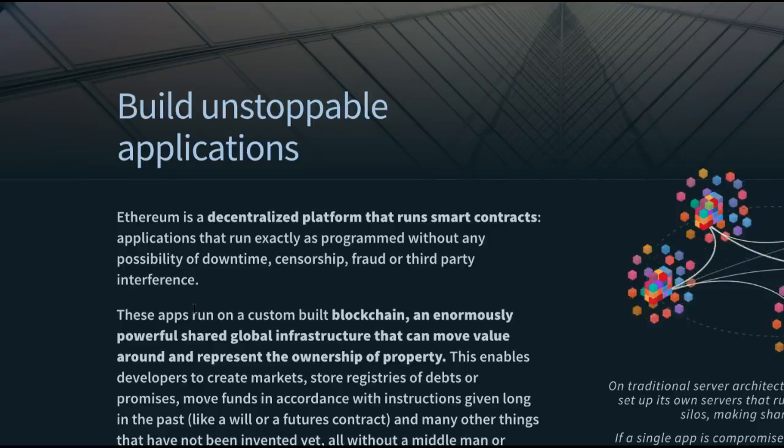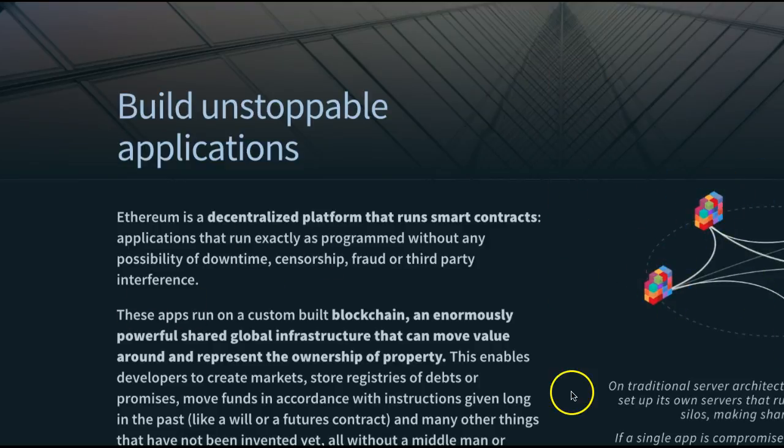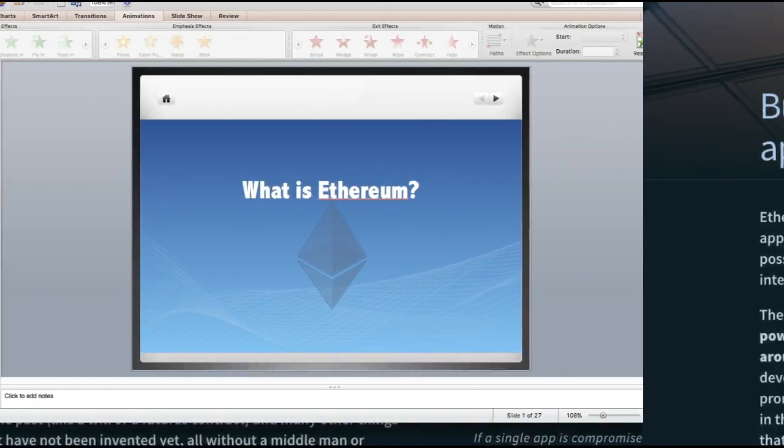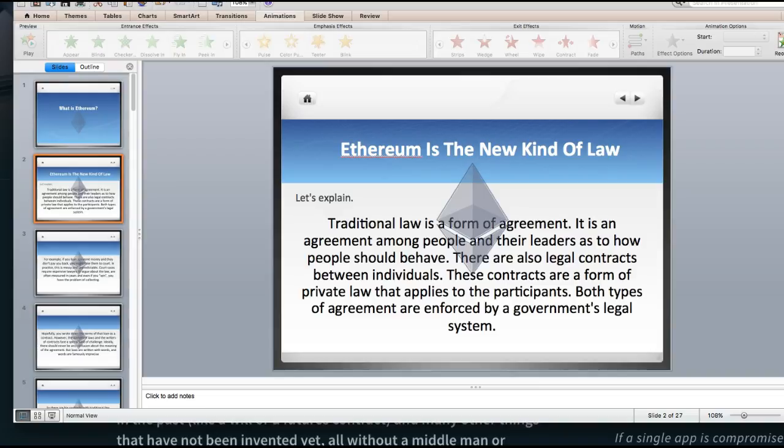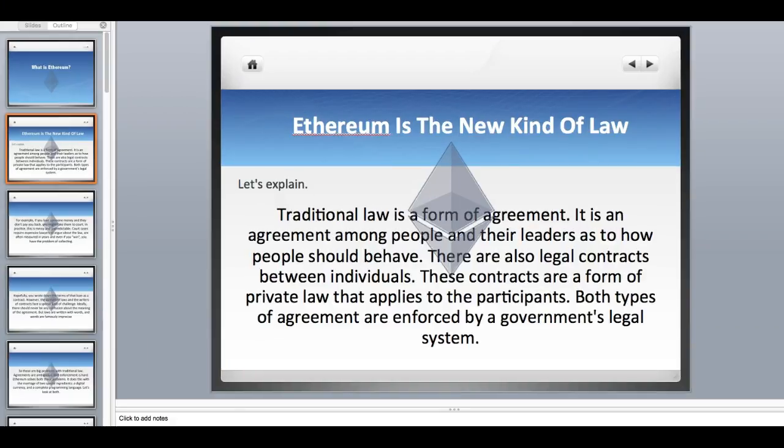So right there, Ethereum was supposed to be a decentralized platform that runs smart contracts, and these smart contracts are supposed to run exactly as programmed, without any possibility of downtime, without any possibility of censorship, without any possibility of fraud, right? So in layman's terms, what is Ethereum? Let's take a look at it like this. Ethereum is the new kind of law. Now let's explain real quick.